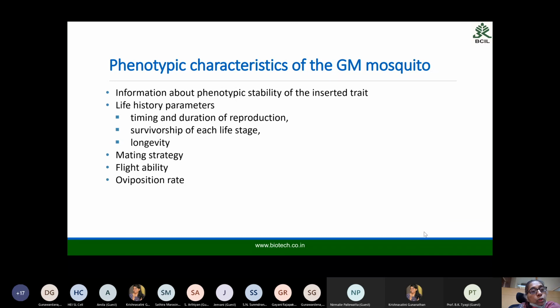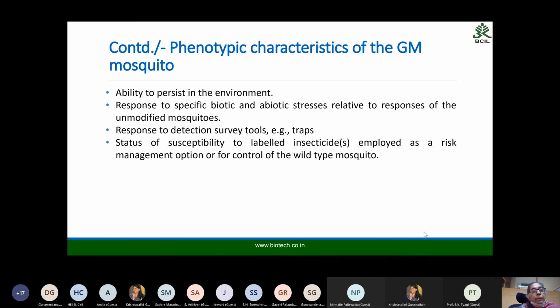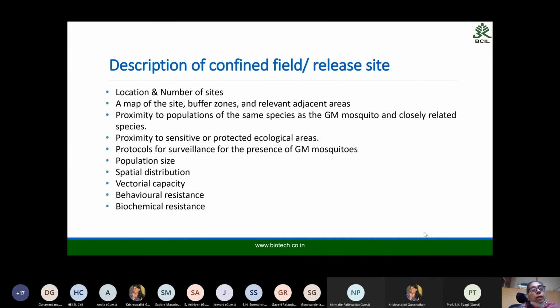Phenotypic characteristics of the GM mosquito should also be provided. Phenotypic stability of the inserted trait, life history parameters if there is any change, survivorship at each life stage, mating strategy, flight ability, oviposition rate, etc. Ability to persist in the environment. All these parameters are to be provided. Things like response to the detection survey tools, status of susceptibility to the labeled insecticides employed as a risk management option or for control of the wild type mosquitoes. See, all this has an implication in your risk analysis. Once we know these are the susceptible ones, then only we can check whether you have properly included them in the risk management or emergency plan or the disposal of the residual things.